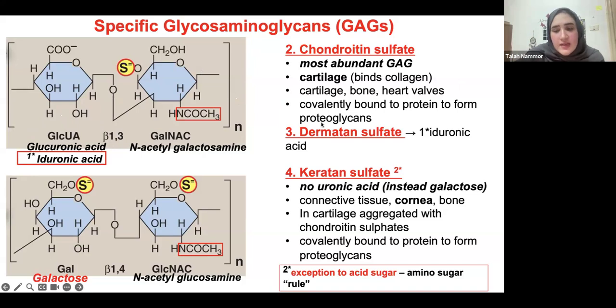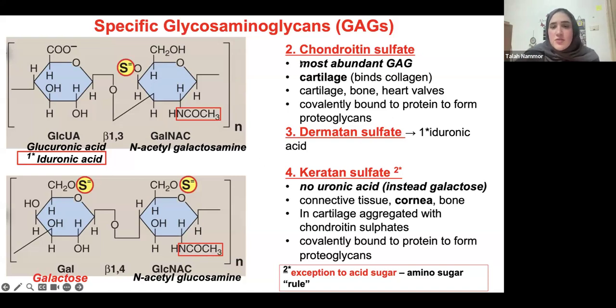The most important thing again is that it's the most abundant and it's found in huge amounts in the cartilage. Now, chondroitin sulfate is not like hyaluronic acid. It does covalently bond to protein to form proteoglycans. The only one that does not bind to proteins to form proteoglycans is hyaluronic acid. Okay.